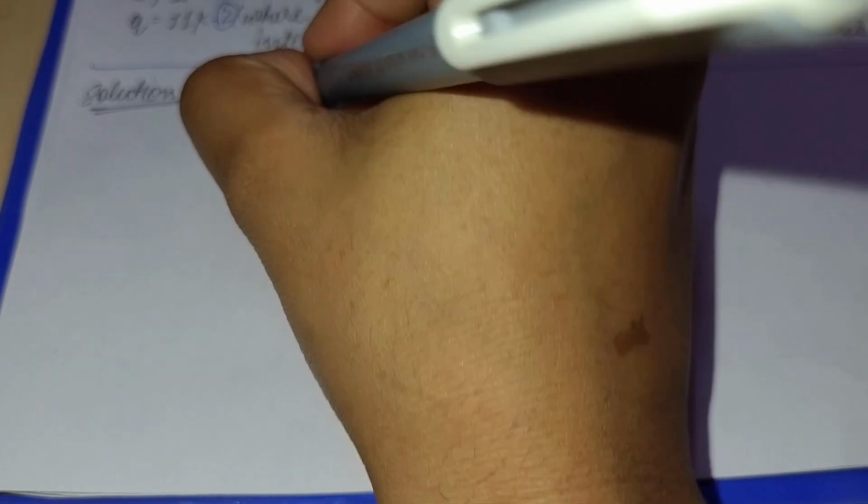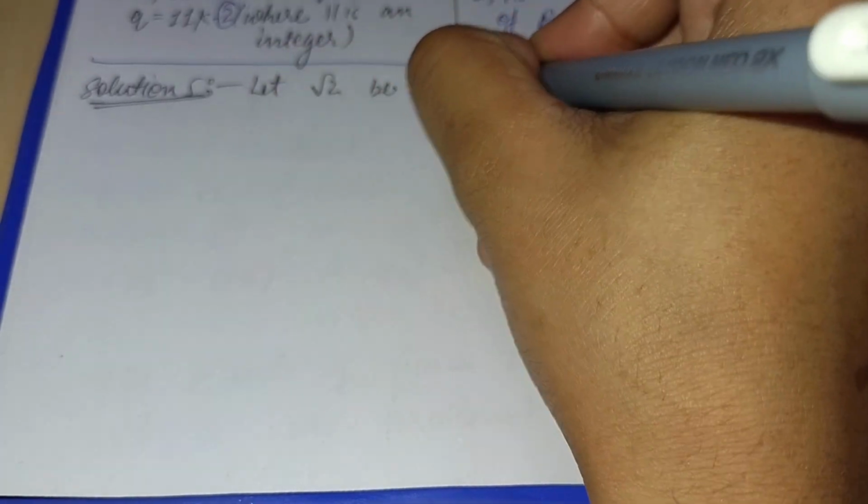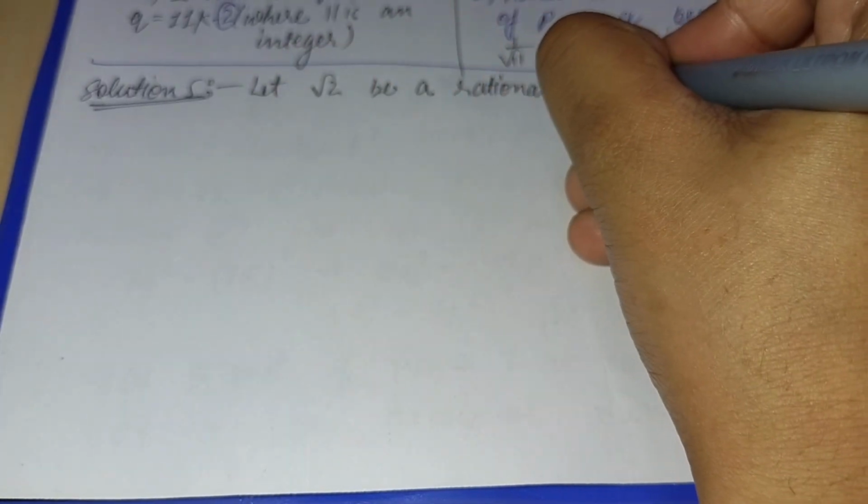Fifth question is, prove that under root 2 is an irrational number, hence show that 3 minus under root 2 is an irrational number. Let under root 2 be a rational number. So putting it in the form of the same method only, under root 2 equal to p by q, and then squaring, then doing all those things. Let us do it.